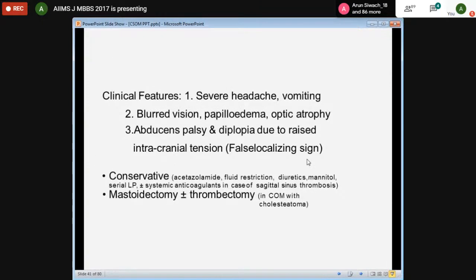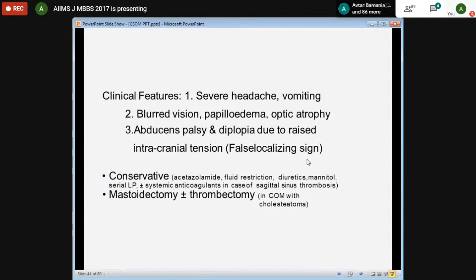Features coinciding with increased intracranial tension are severe headache, vomiting, blurred vision, papilledema, optic atrophy. There will be sixth nerve palsy and diplopia due to raised intracranial tension. Why sixth nerve palsy? Because it has the longest intracranial course. So this is the most common nerve to be involved, leading to lateral rectus palsy and diplopia. So this is typical of this.